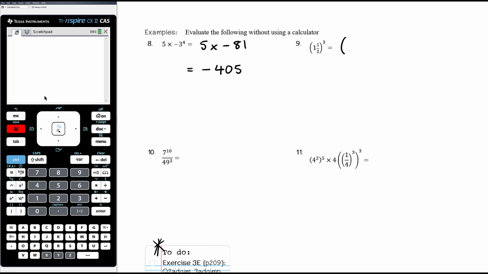So 1.5 is the same as 3 on 2 cubed, and now I've only got division in there, no addition, and so I can focus on it. It is 3 cubed, which is 27, over 2 cubed, which is 8. Making sure your fraction's in simplest form, which it is.